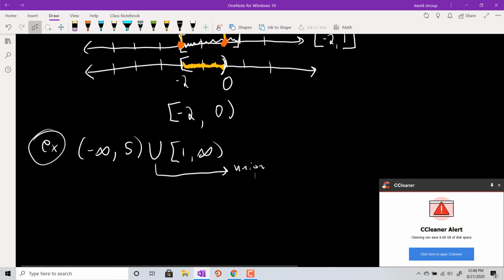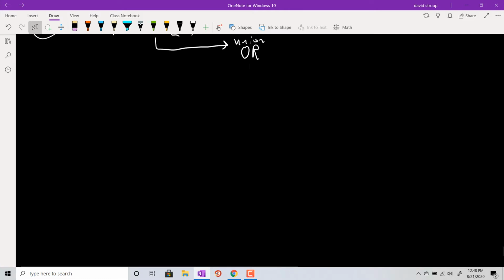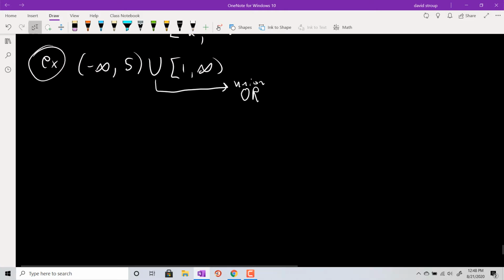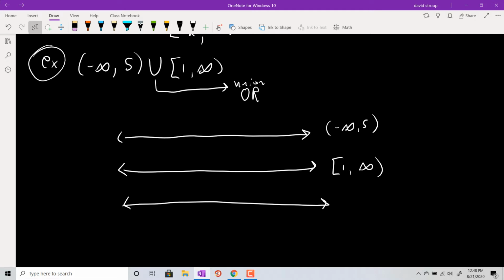And or is kind of the way you think of it. It's in one or the other, right? All right, so let's get our number lines going. Okay, so three number lines. First one is for -infinity to 5. Second one is for 1 to infinity, and then the third one is the union. Okay, I want the kind of numbers to line up. 1, 2, 3, 4, 5, 6.